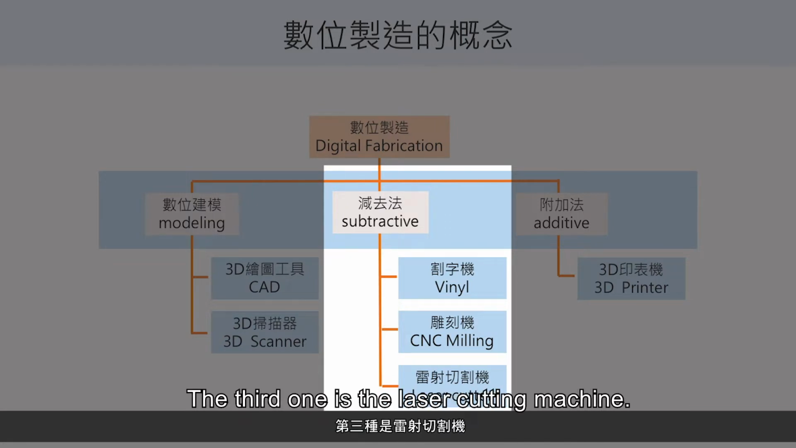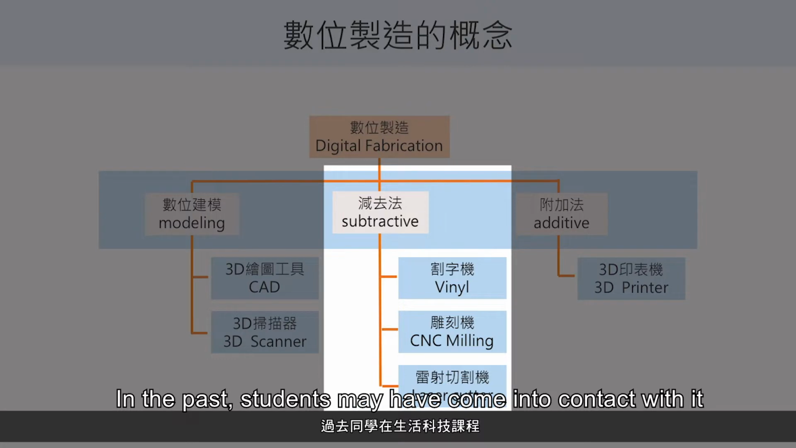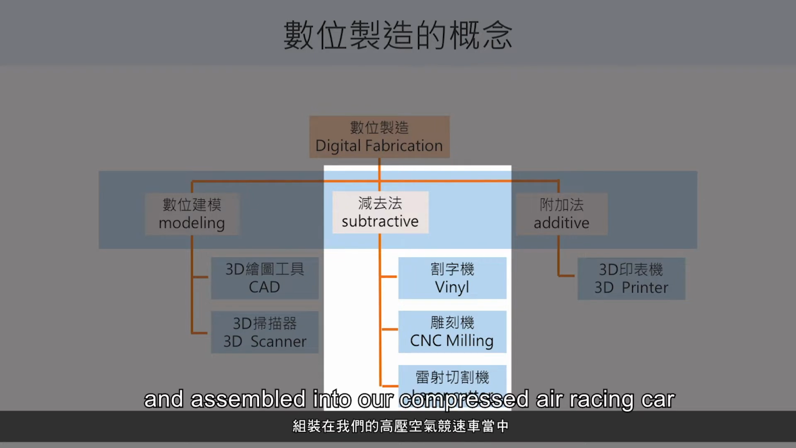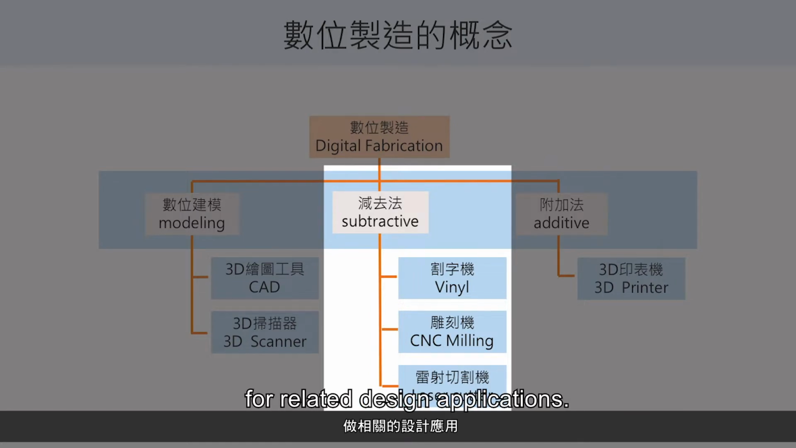The third one is the laser cutting machine. In the past, students may have come into contact with it in our Living Technology course. In our engineering design project, many materials can be cut into the shapes that we want through the laser cutting machine and assembled into our compressed air racing car for related design applications.